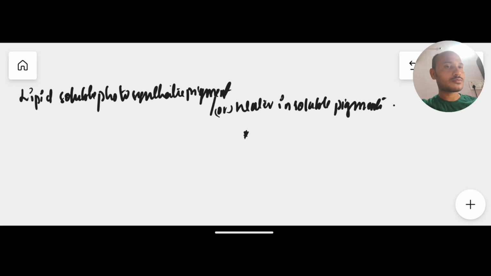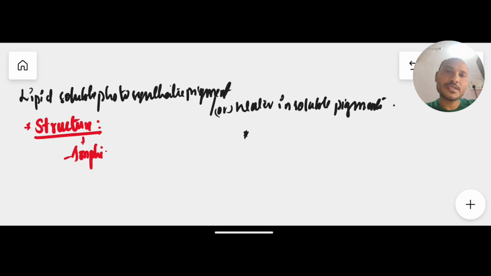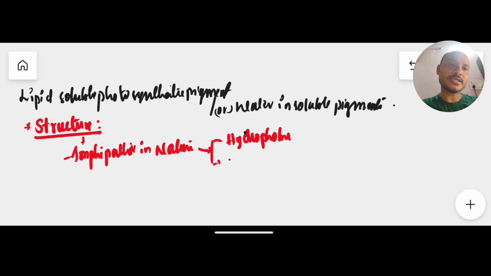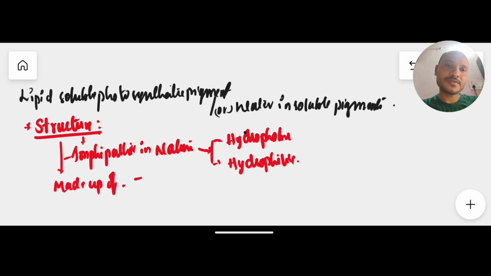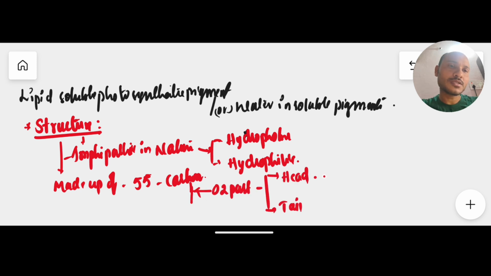Now we'll move on to the structure of chlorophyll pigment. Generally, chlorophyll is amphipathic in nature, meaning it contains both hydrophobic and hydrophilic parts. The chlorophyll structure is made up of 55 carbons, and this structure has two important parts, the head part and the tail part. The head part is made up of 35 carbons and the tail part is made up of 20 carbons.